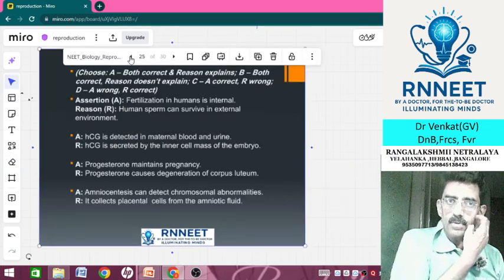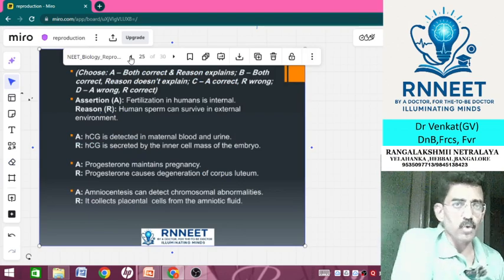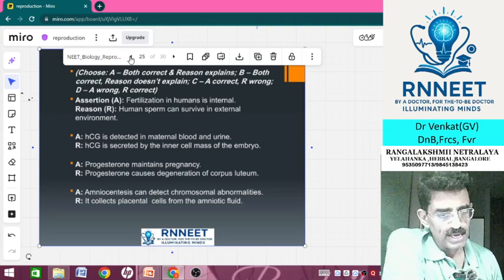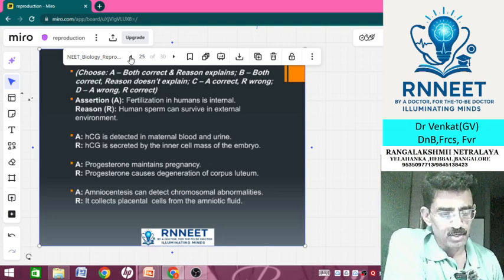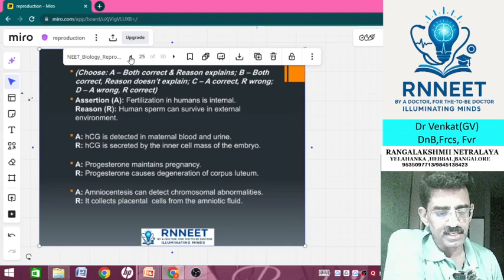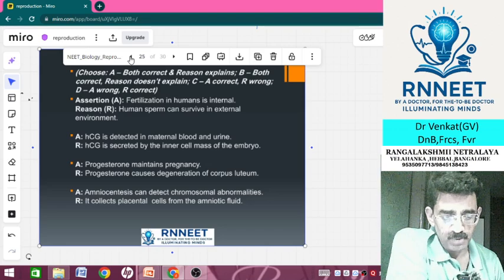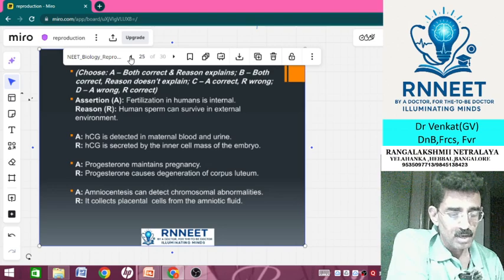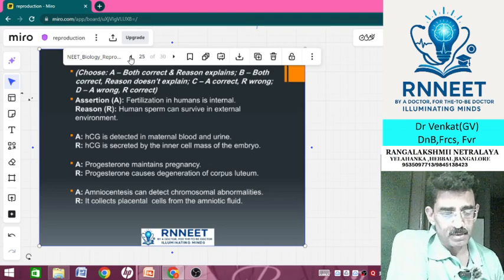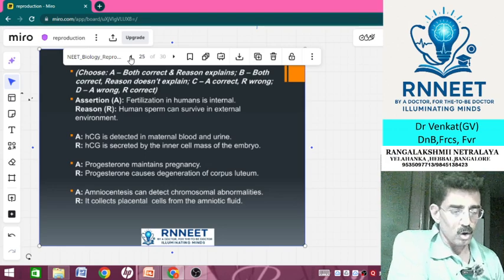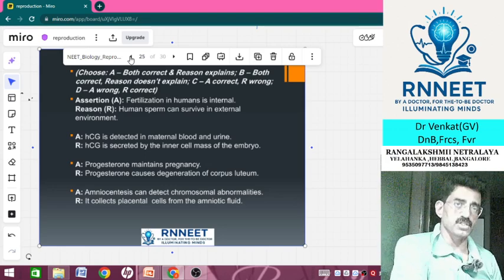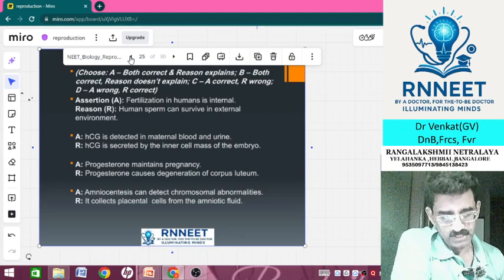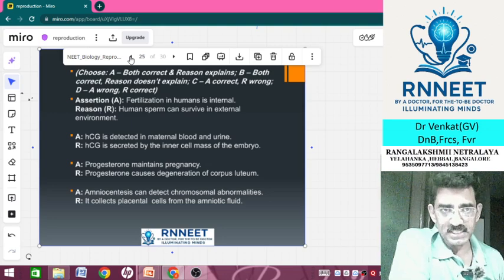Nice. So we're going to be doing the last 4 questions, which are all assertion-reason. We're going to tell whether choice A, both the assertion and the reason are correct, and the reason explains; B, both correct, but the reason doesn't explain; C, A is correct and the reason is wrong; or D, the assertion is wrong and the reason is correct. Let's look at the four main statements.